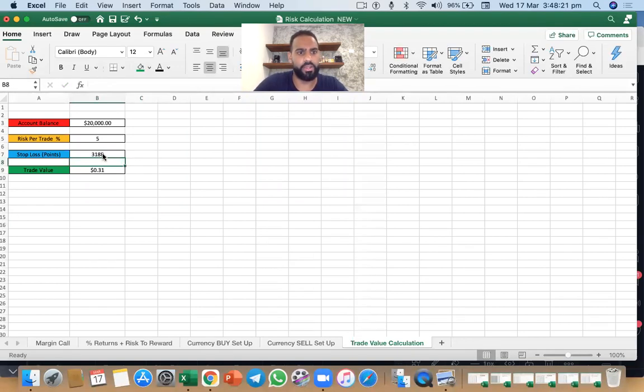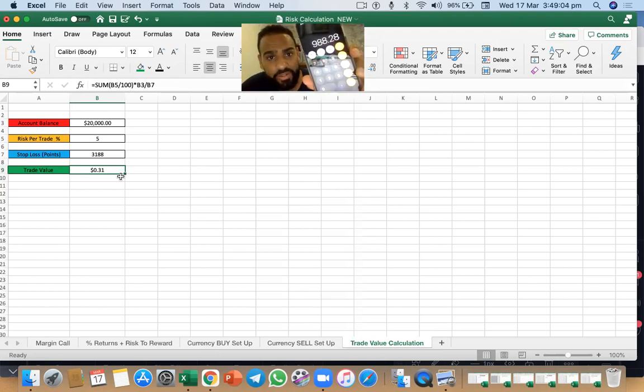So if I want to risk 5% per trade of this 20,000 account balance and the stop loss is 3,188 points, I can only risk on my trade 31 pence. That's how much I have to place on this trade. I can't place any more than 31 pence, because remember, 5% of 20,000 is 1,000. So if I'm losing 5%, I'm losing 1,000 on this trade. And again, if I times 0.31 by 3,188, you're getting pretty much bang on the money, 1,000.